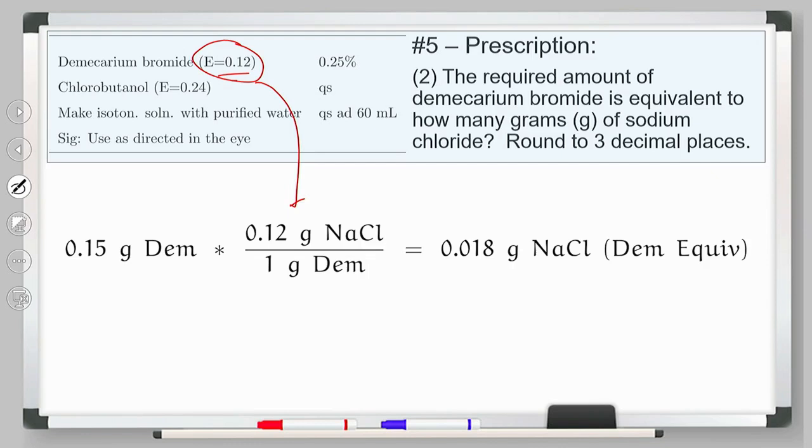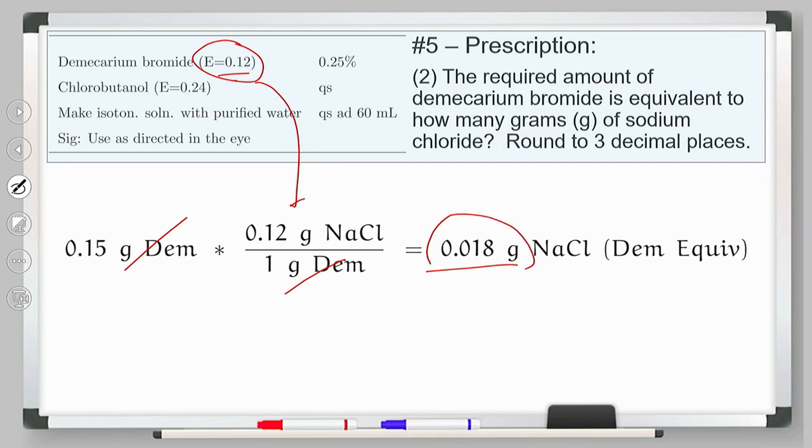The sodium chloride goes with the number: 0.12 grams of sodium chloride per gram of drug. And since I want to go from drug to sodium chloride, I'm going to multiply by that so that grams of drug cancel. And when I multiply 0.15 by 0.12, I get 0.018 grams of sodium chloride. And again, that's not how much sodium chloride is in the drug, but if you put that 0.15 grams in solution, osmotically it mimics as if you had 0.018 grams of sodium chloride. So that's how much sodium chloride tonicity is equivalent to the amount of drug that you need.